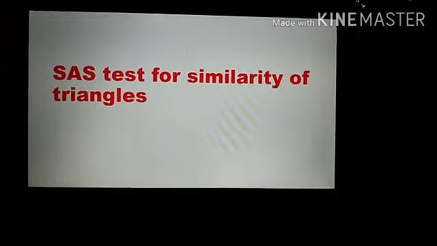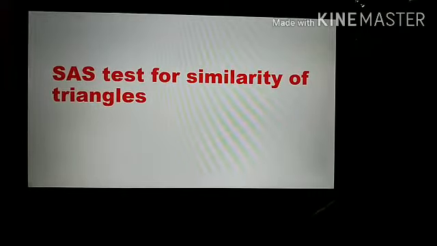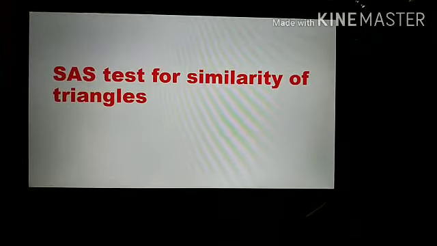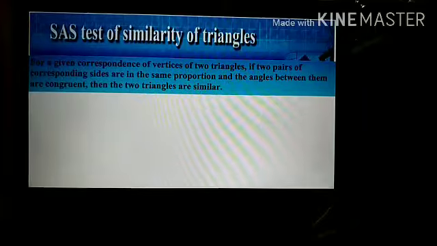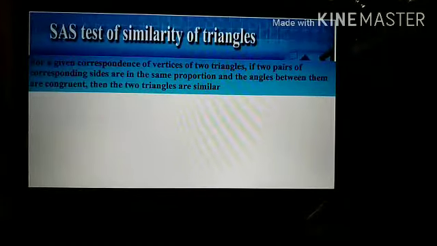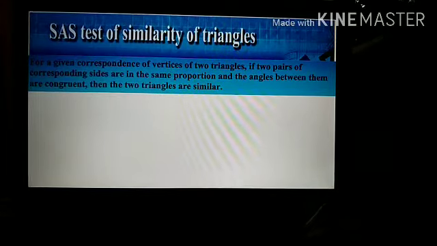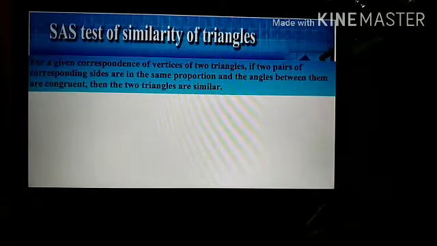The third test of similarity that we learnt in a previous session was the SAS test of similarity of triangles. For a given correspondence of vertices of two triangles, if two pairs of corresponding sides are in the same proportion and the angles between them are congruent, then the two triangles are similar.